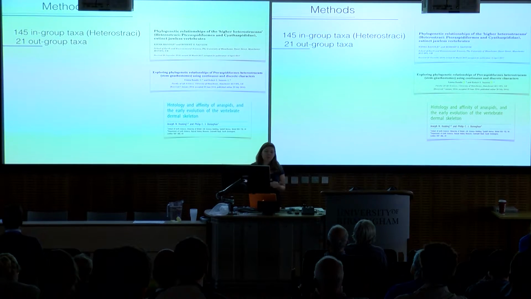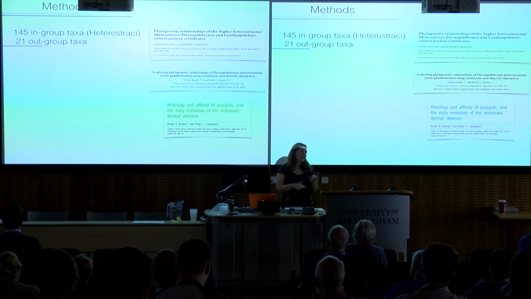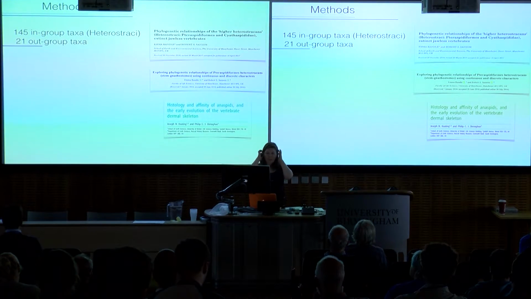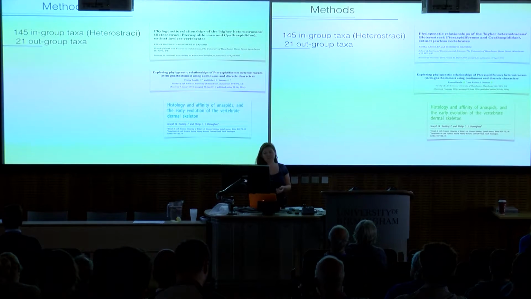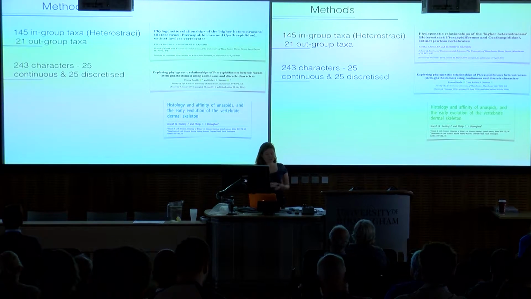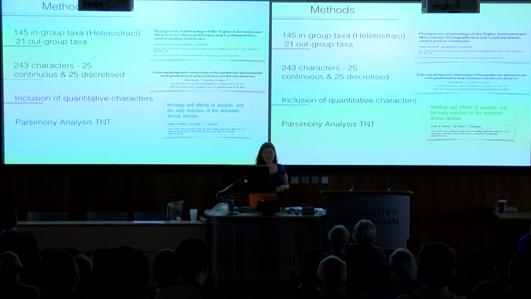And I've also used 21 outgroup taxa, which include vertebrates and non-vertebrates, and this builds upon a long history of work by Janvier, Smith, Donoghue, Gabbott, Sansom. So I've got quite a good sample, I hope, of non-heterostracan vertebrates. In total, my analysis has 243 characters, 25 of which are continuous and 25 discretized, and this is so I could include quantitative data within my analyses.